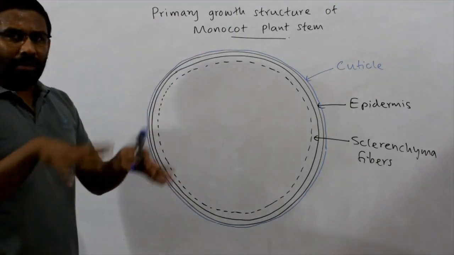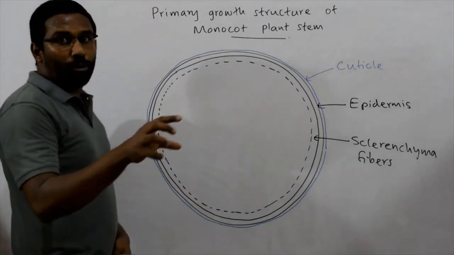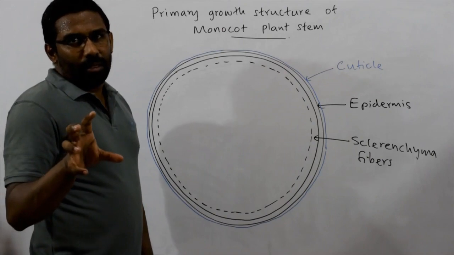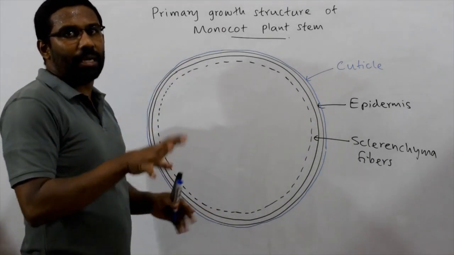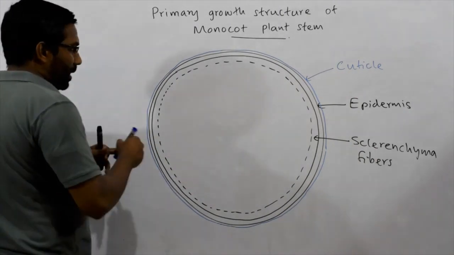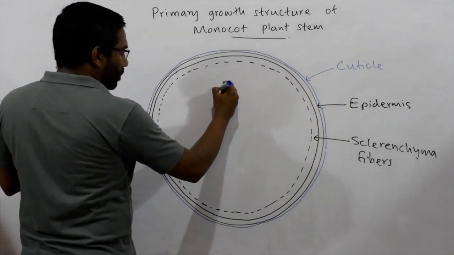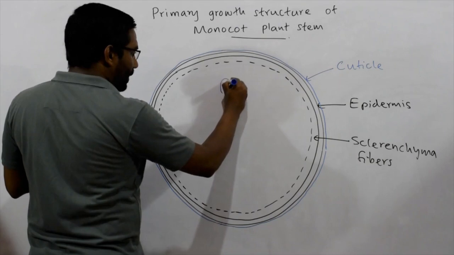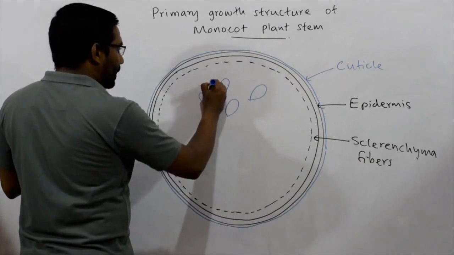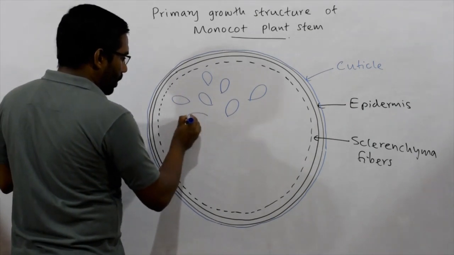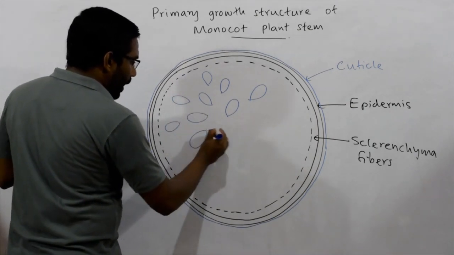It generally has a ground tissue. Within that ground tissue, many vascular bundles are scattered. So it's like this. Imagine here, now I am drawing vascular bundles. Let's say these are vascular bundles. Many vascular bundles are scattered throughout the stem.